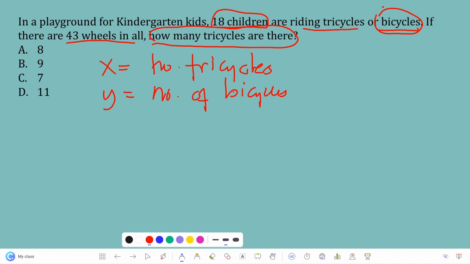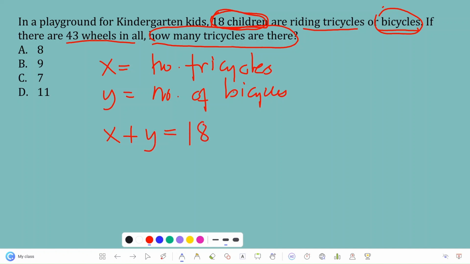Now, you write an equation in terms of the children. So, here, dahil 18 ang children, wala namang sinasabi na dalawa naglalaro sa isang tricycle o bicycle. So, you assume na paisa-isa sila ng pinaglalaroan. So, here, your first equation will be x plus y is equal to 18.